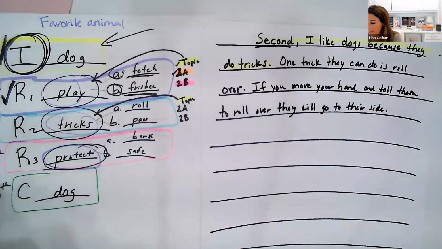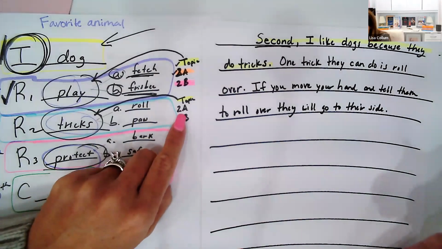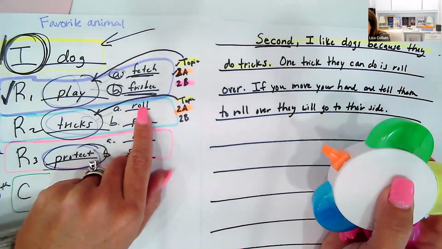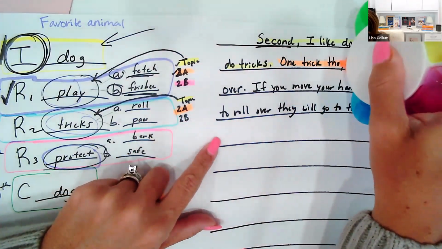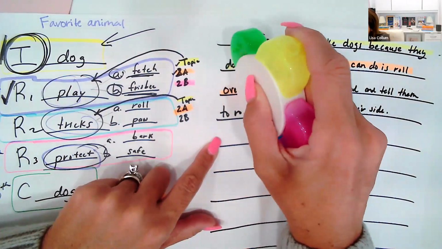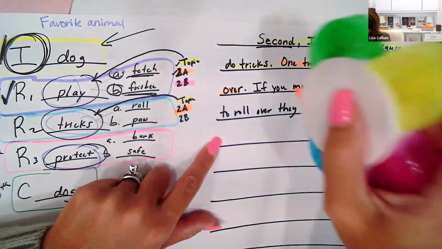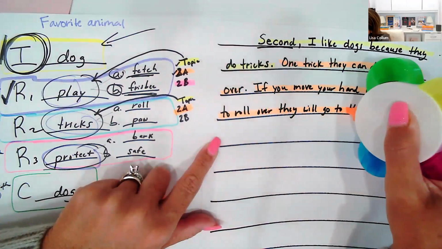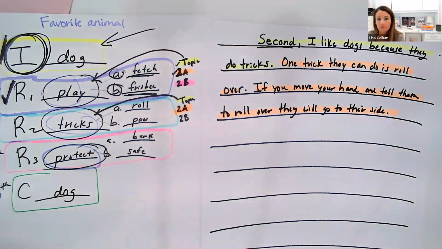So 2A, I had to write two sentences about A. These are going to be in orange. Two sentences about rolling over. One trick they can do is roll over. That's one. If you move your hand and tell them to roll over, they will go to their side. Two. I wrote two about A.